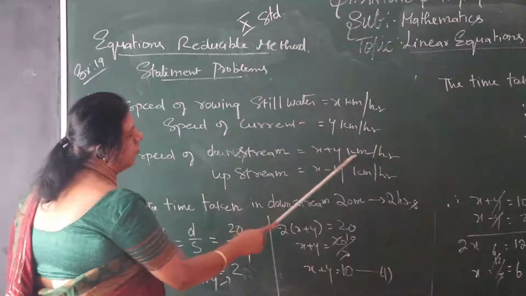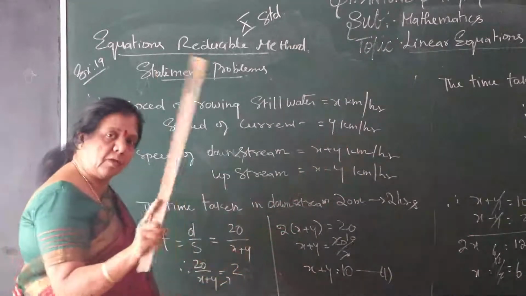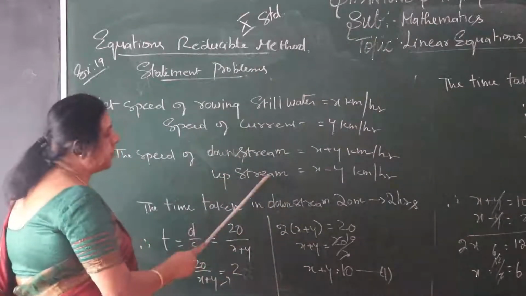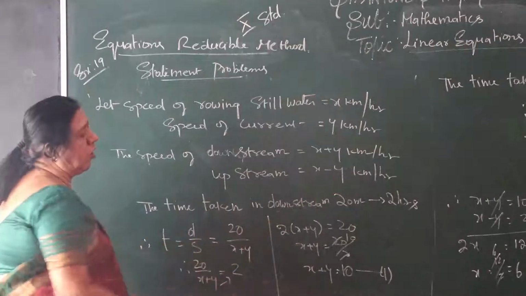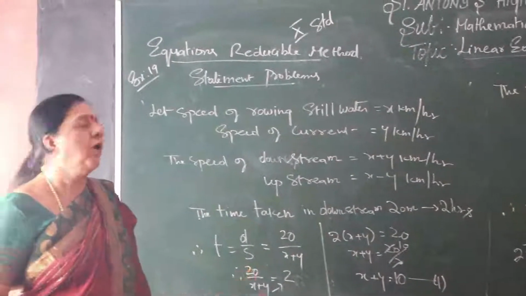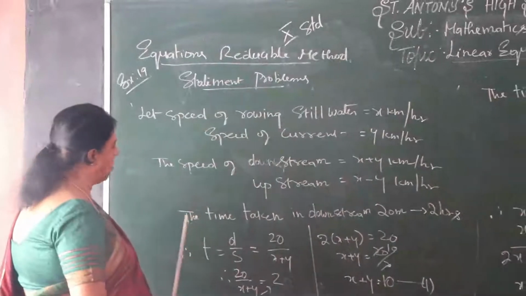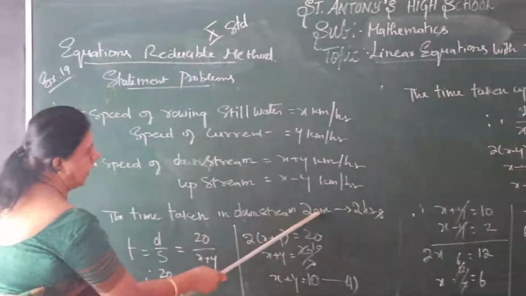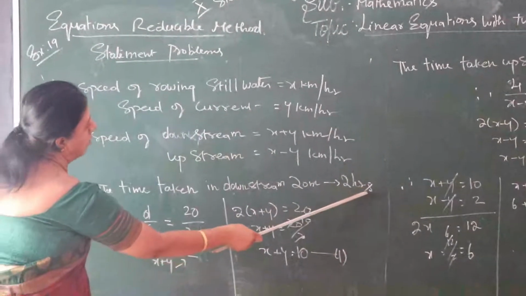Downstream is x plus y kilometers per hour. In the previous sum we followed the same thing. So upstream is x minus y kilometers per hour, children. Further, it is easy now. Let us go. The time taken in downstream is 20 kilometers in 2 hours.